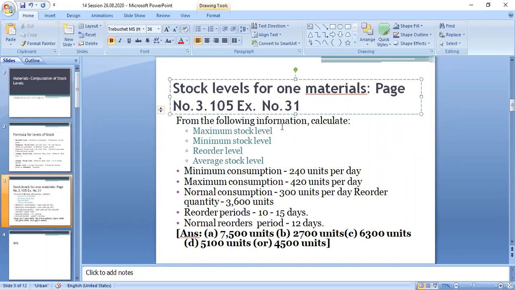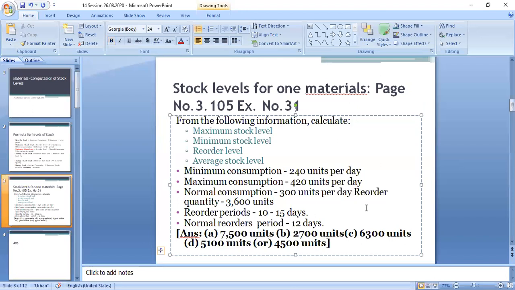From the following information, calculate maximum stock level, minimum stock level, reorder level, and average stock level. So for these 4 levels only you have to calculate. For the 4 levels, you know the formula. So they're giving some information. Minimum consumption 240 units per day. Maximum consumption 420 units per day. Normal consumption 300 units per day. Reorder quantity is given, that is 3600 units.